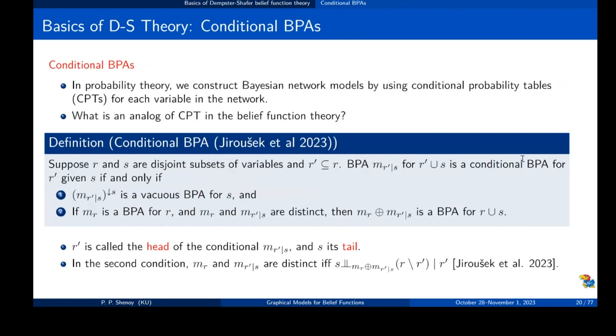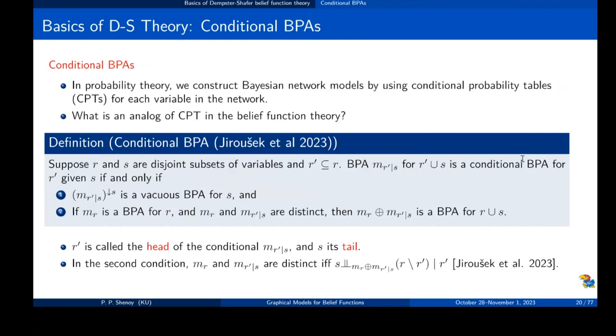Suppose R and S are disjoint subsets of variables, and I will assume that R prime could be a subset of R, even a strict subset. I'll tell you why I do this. A BPA M R prime given S for R prime union S is a conditional BPA for R prime given S if and only if, thinking of R prime as the head and S as the tail, if I remove the head of the conditional, I get vacuous. If you think of a CPT table for X given something else, if I remove X from it, I get a table with all ones in it. It's vacuous.